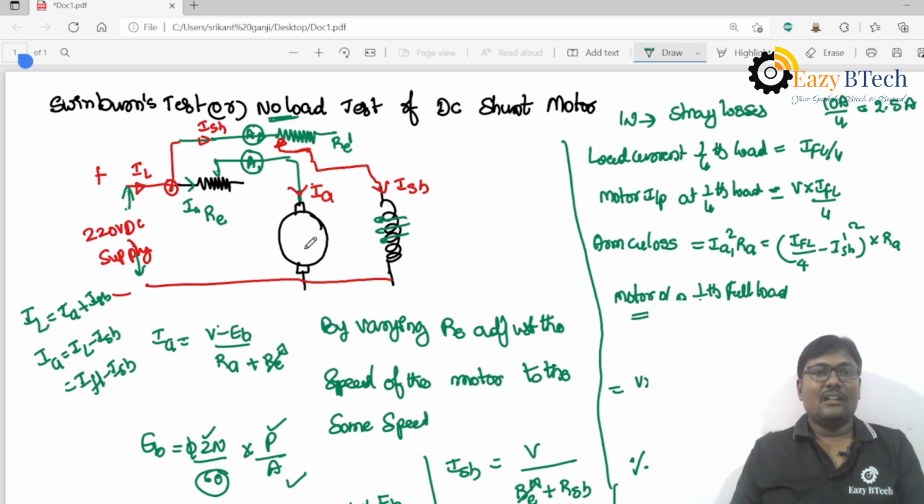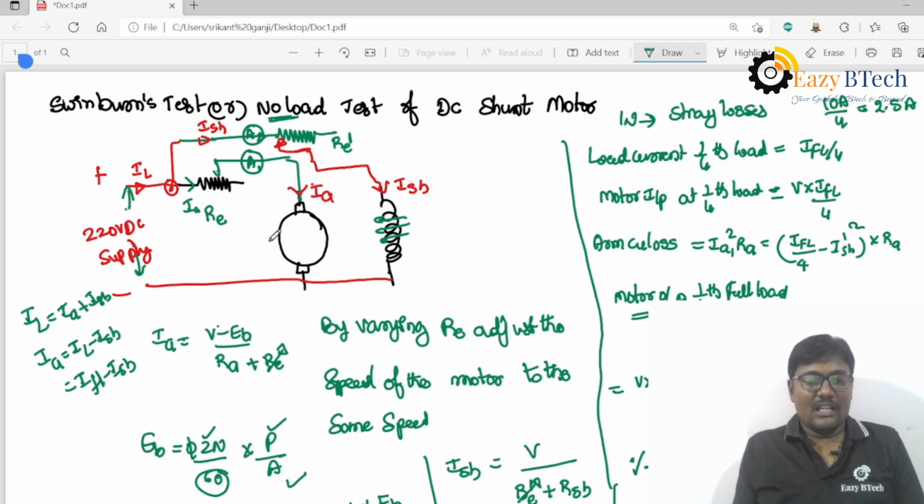Okay, the temperature rise is not included here. And the disadvantage is that the iron losses are assumed to be constant, which is not true, as they change from no load to full load. Why? Because due to the armature reaction at full load, there will be a distortion in the flux.